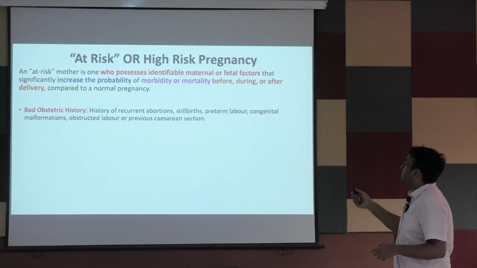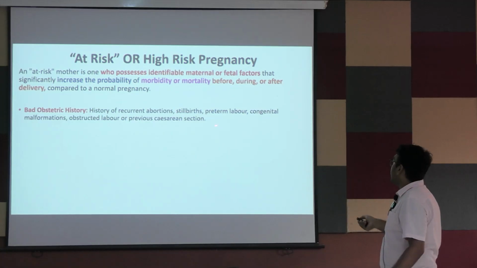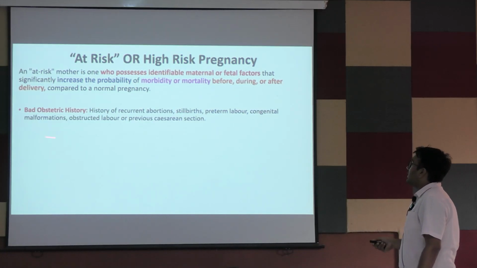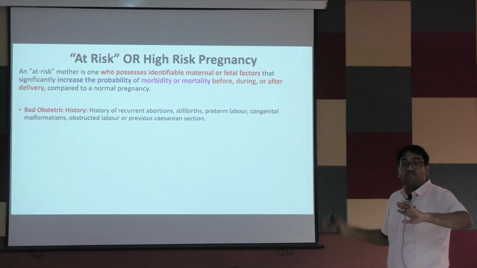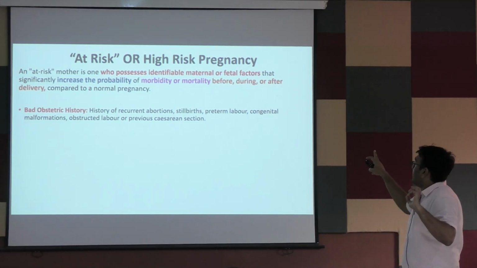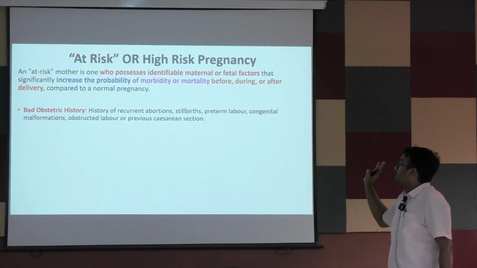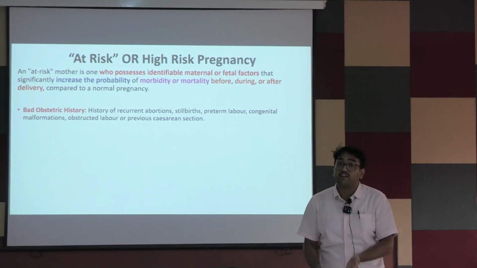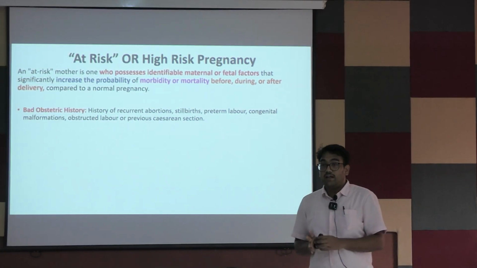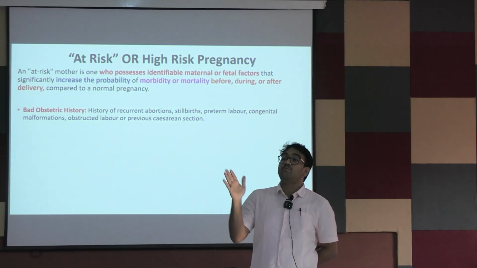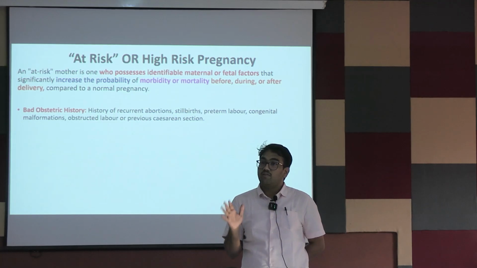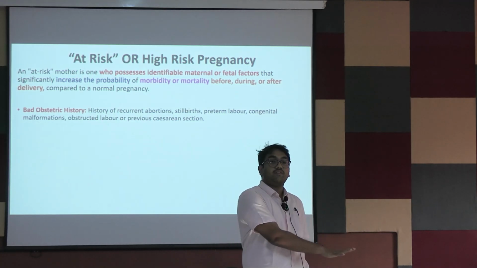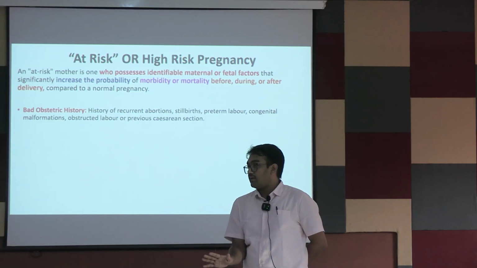So if there is a history of recurrent abortions, stillbirths, preterm labor, congenital malformations, obstructed labor or previous cesarean section, this is all talking about previous pregnancies. Congenital malformation in previous pregnancy, preterm labor in previous pregnancy, obstructed labor or previous cesarean section. Every pregnancy in a mother who has previously undergone a cesarean section has to be treated as a high risk pregnancy. Always remember this: if a cesarean section was previously done, that pregnancy is a high risk pregnancy.